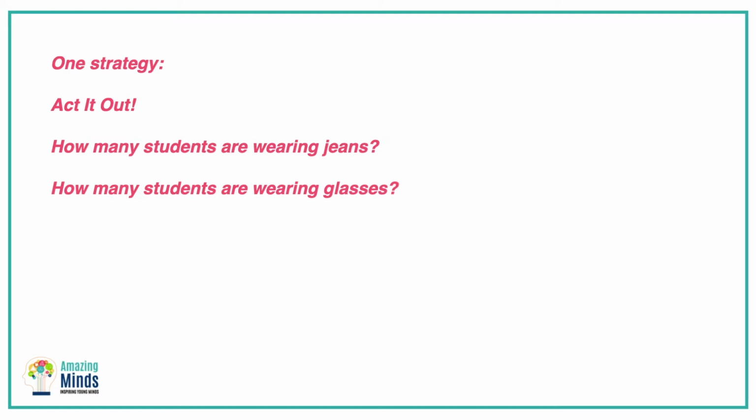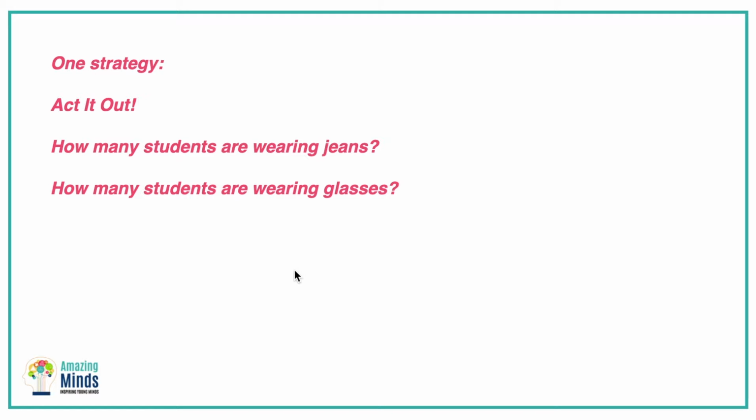So here's just one example. How many students are wearing jeans? Have them stand up, count them, write your total. And then how many students are wearing glasses? Have them stand up, count them, and write your total. And then ask, okay, so if I add these two numbers together, is that how many people are in the class? And they'll quickly recognize no.